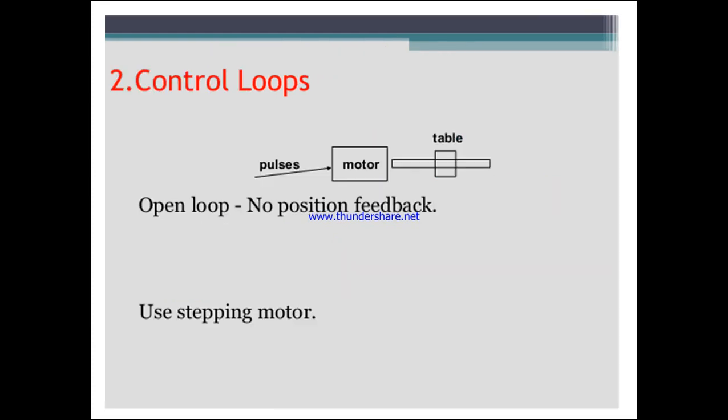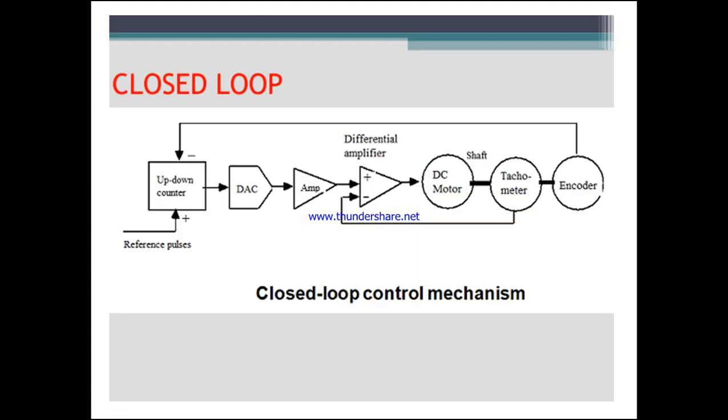So control loops, that is what we are having, open loop and closed loop. In open loop we are having no position feedback. In a closed loop we are having a feedback system for the mechanism, that is the closed loop control mechanism.